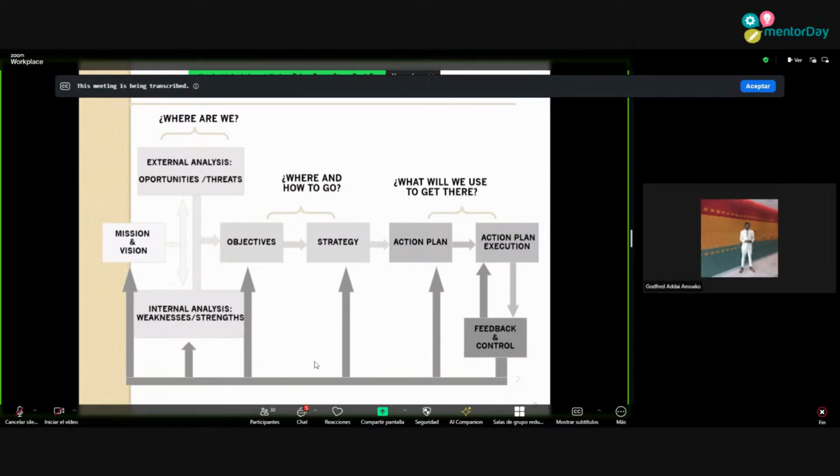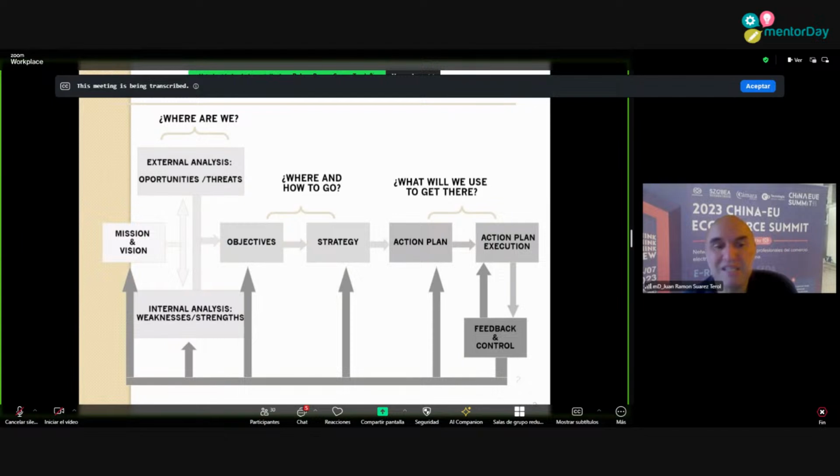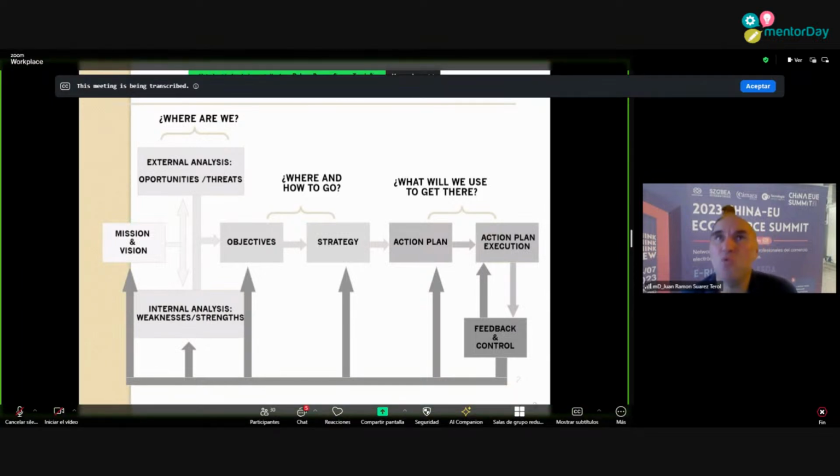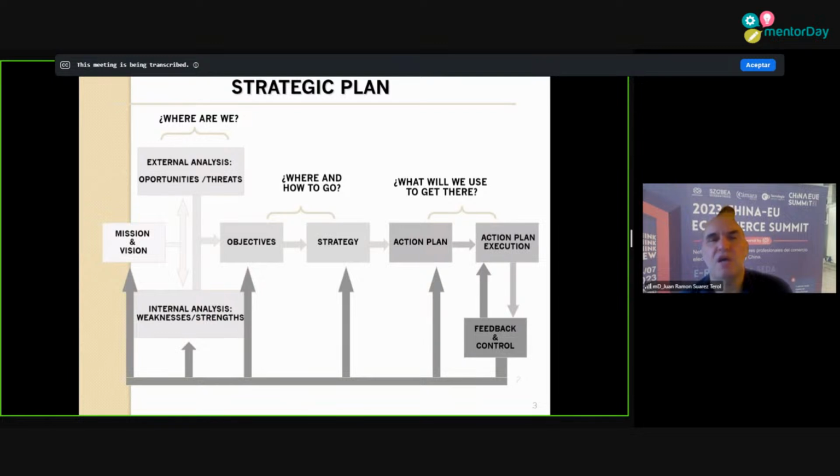All right. So once we have a mission and we have a vision, that means that we understand where we want to be and what is exactly the main reason why my project is going on. So the first thing we have to do is analyze where we are. And where we are means internally and externally, both ways. Okay, internally, we have to watch our strengths and our weaknesses.